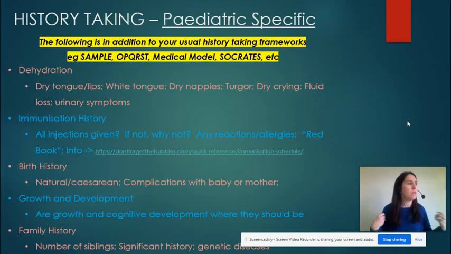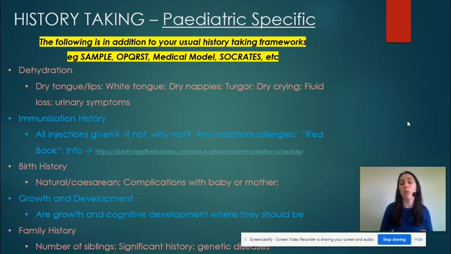So whether you use SAMPLE, which is signs and symptoms, allergies, medication, past medical history, last oral intake, events leading up to the illness, whether you do OPQRST, so that is a pain assessment, so that's onset of pain, what provokes pain, the quality of pain, does it radiate anywhere, severity of pain, and the timing of it, does it come and go or does it stay the whole time.